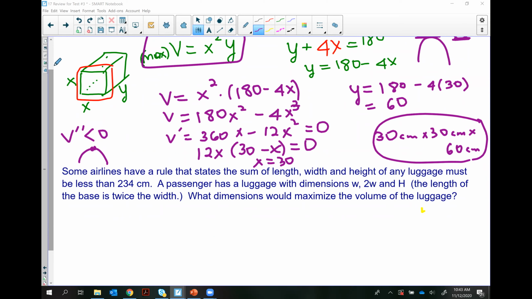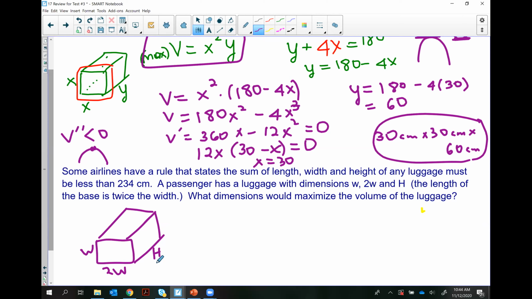We have a box, a luggage in the form of a box. And the sum of length plus width plus height has to be 234 centimeters. But we have an additional requirement that the dimensions are W by 2W by something. In other words, the length of the base is twice the width. So it's not square shaped anymore. So if this is W, this is 2W. And the third side, let's say it's H.